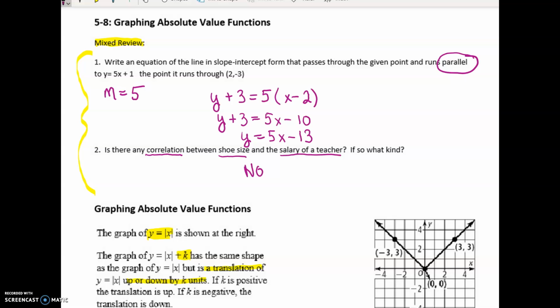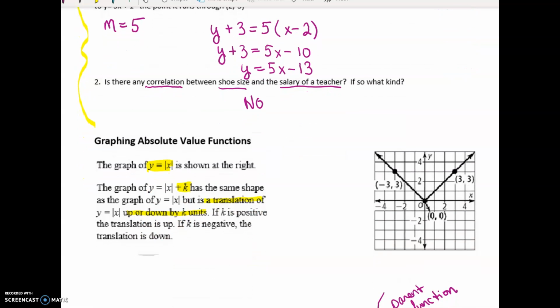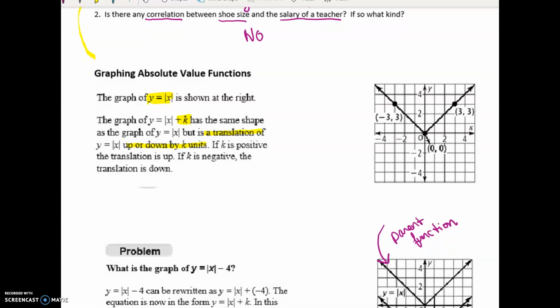So here are the mixed review answers. Hopefully you had a chance to practice with that. On number 1, you should have ended up with y equals 5x minus 13. And for number 2, your answer should be no. There is no correlation between a teacher's salary and their shoe size, at least none that I have ever heard of. Okay, so today we're going to be talking about graphing absolute value functions.